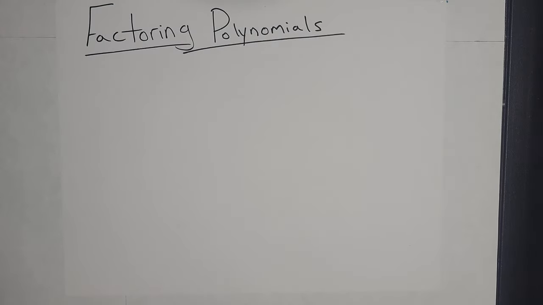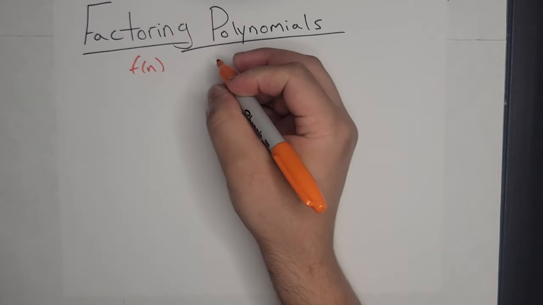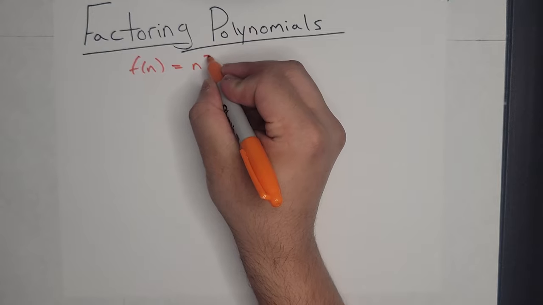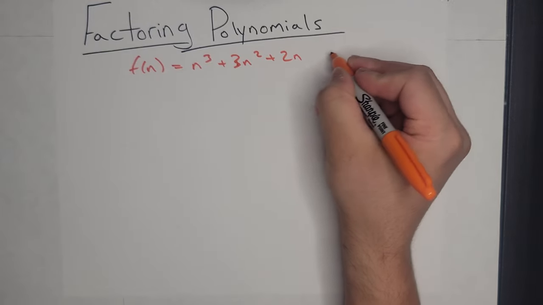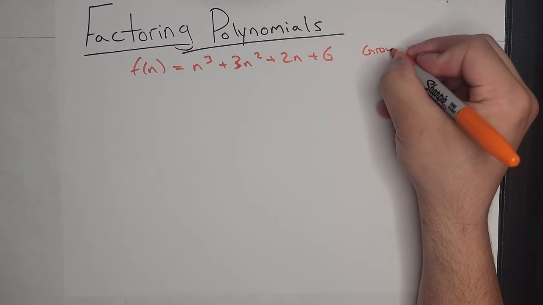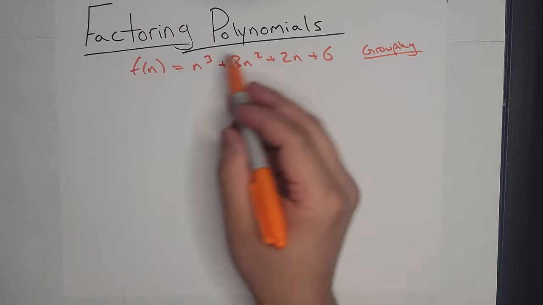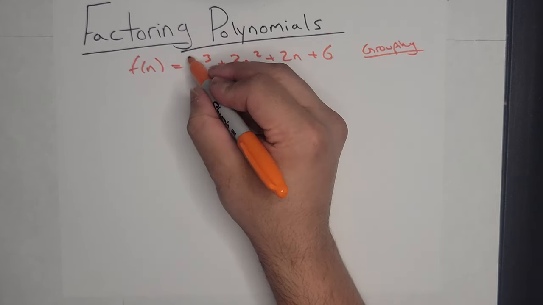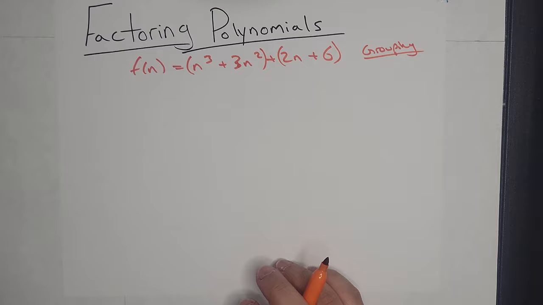So, in this video, we're going to be factoring polynomials. So, let's start with a function. And now we're going to use a technique called grouping. And this is basically when I take this polynomial and I group it into pairs that I can see are going to give me common factors.